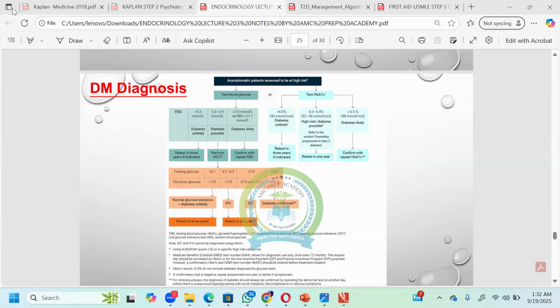And one more score we have, a score to calculate the risk of the population having a future risk of diabetes. We have the OST risk score. If the score is greater than 12, we will consider them a high risk category to develop diabetes. So according to this, we have to manage this patient.